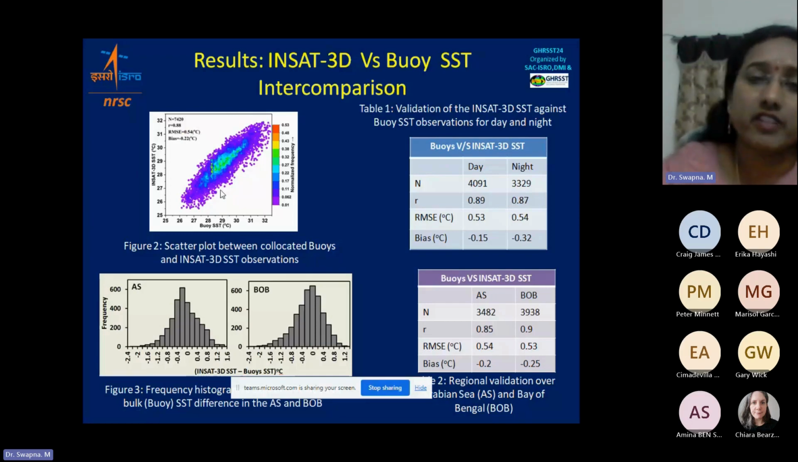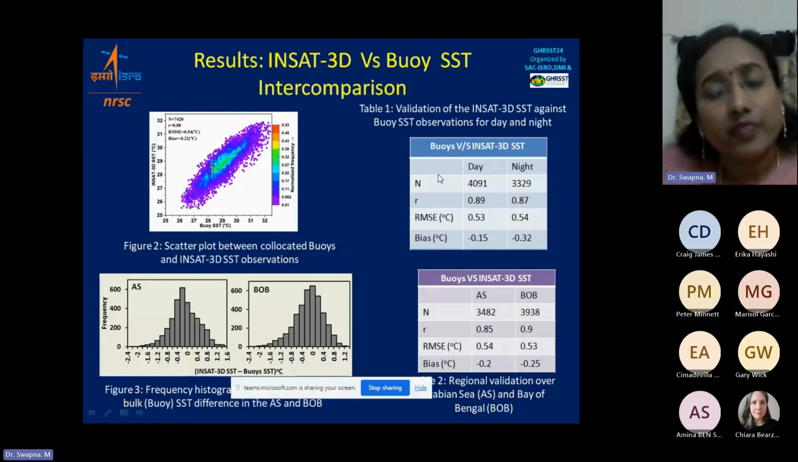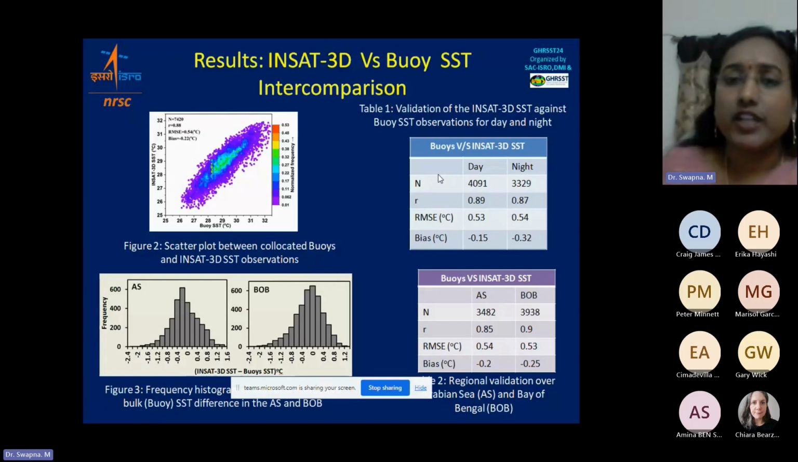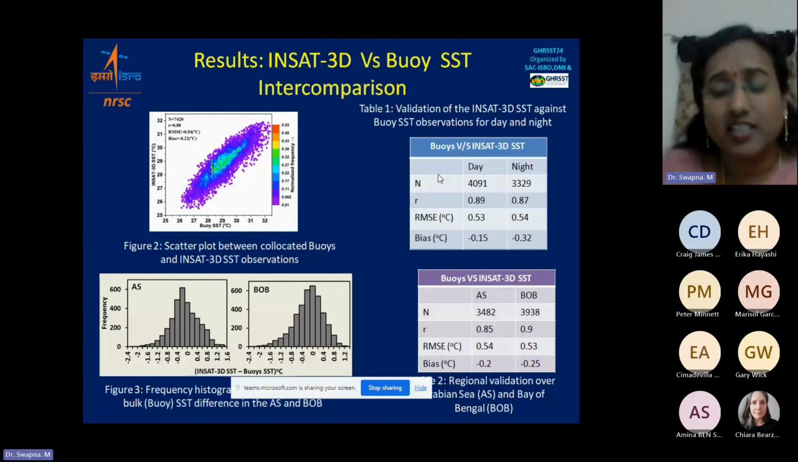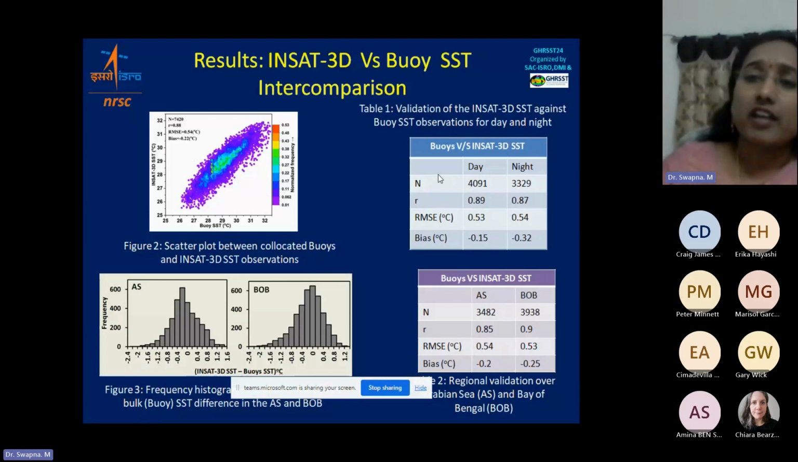I'm going to give that reference in the last. So, this latest version of the data, in terms of correlation and RMSE, these are all improved. And as we all know, the SST has day-night variation, seasonal variation, and regional variation also. So I have carried out the day-night variation and its assessment with respect to the buoy observations.